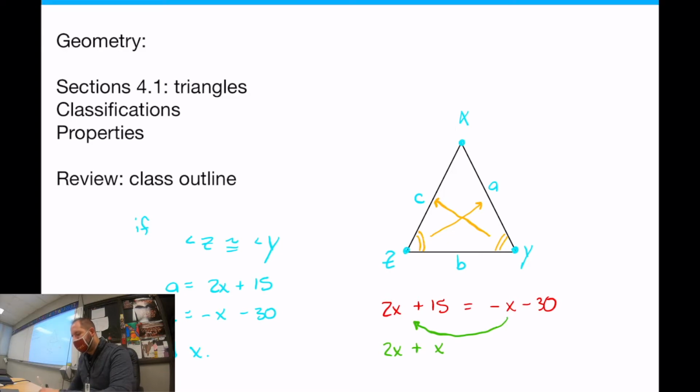15. What happens if I move the 15 over? It becomes negative. So, subtract the 15 across, right? Because when you move them across the equal sign, that's when they switch. If they don't move across the equal sign, they just stay the same. So I'm moving things around, and now I can add and combine like terms here. That's basically what we're doing.